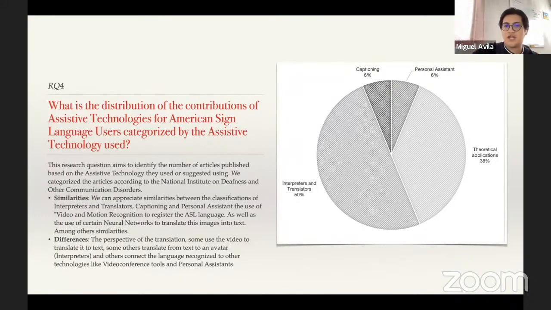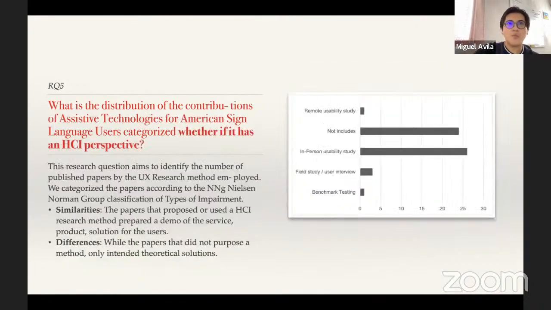And of course, personal assistance, because we need this translated to text and then to paragraphs and then put it into a personal assistant. So it's pretty interesting, the similarities and differences. It's pretty interesting, the characteristics of each one of the assistive technologies and the solutions they provide. So yeah, that's why we included this specific research question.